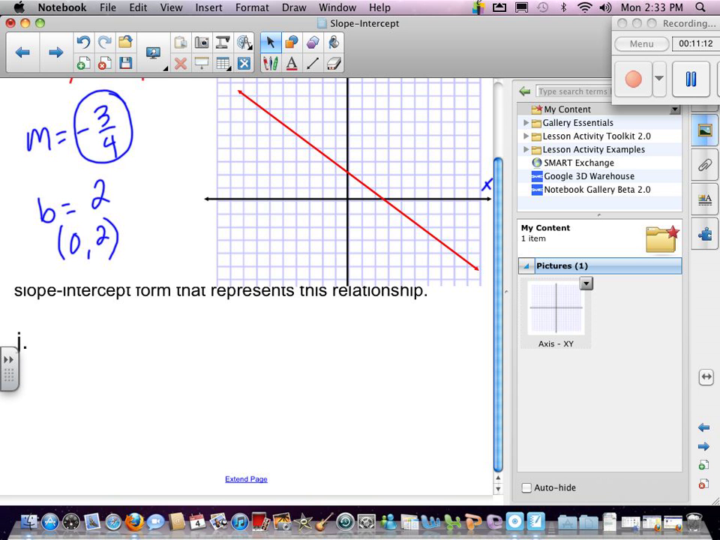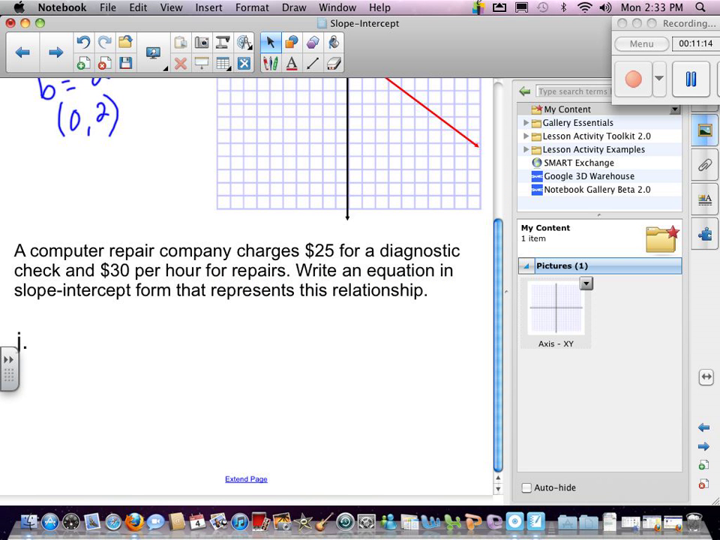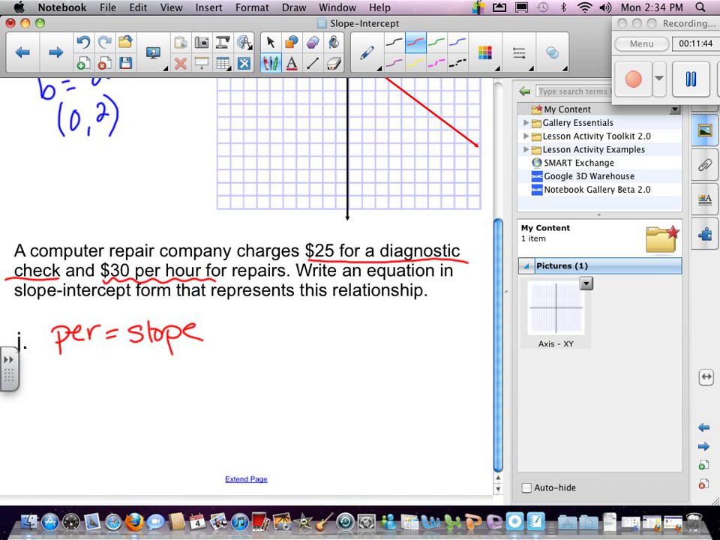Alright, and the last problem we're going to look at is a little bit of a word problem, an application type problem. It says a computer repair company charges $25 for a diagnostic check and $30 per hour for repairs. Write an equation in slope-intercept form that represents this relationship. The key word in that problem is the $30 per hour. Anytime we see the word per, we should automatically be thinking of slope.